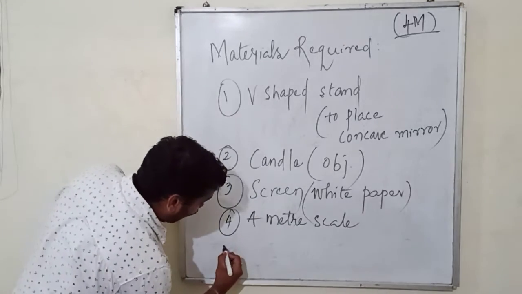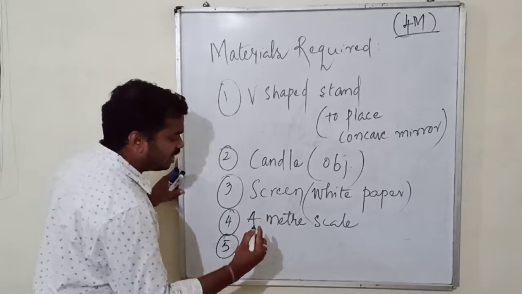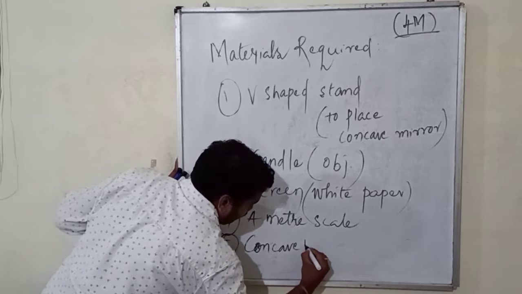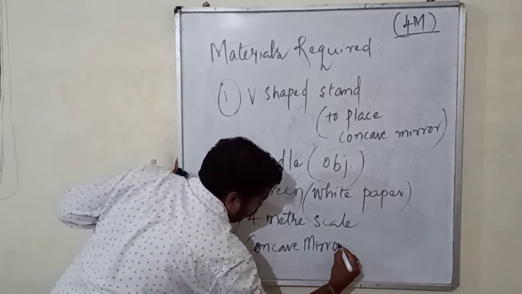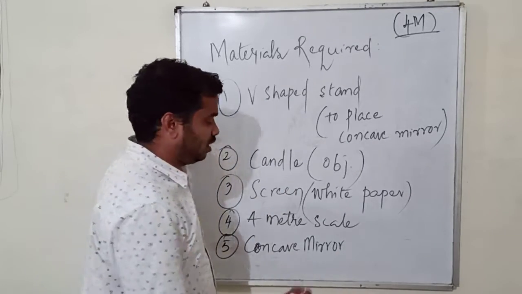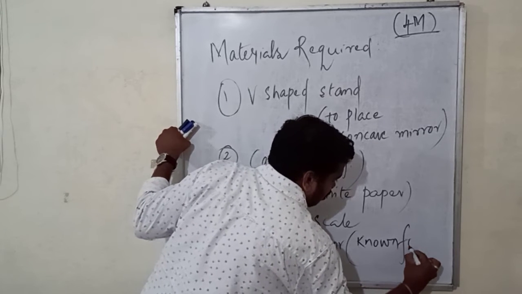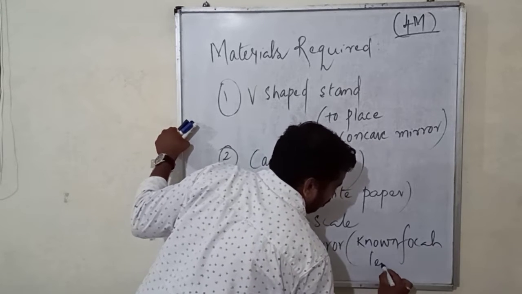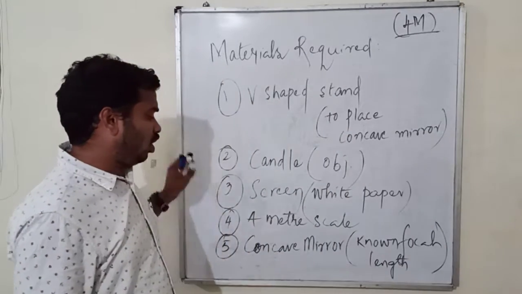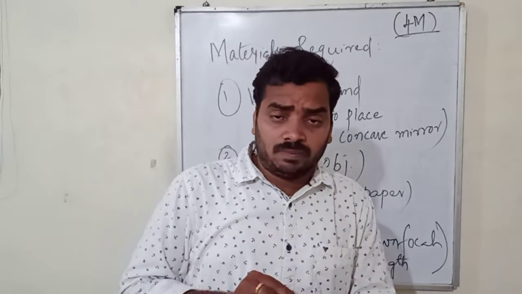And a very important thing we have forgotten. The most important thing is a concave mirror. A concave mirror whose focal length is known to us. Known focal length. So what is the use of a concave mirror whose focal length is known? I am going to say now.